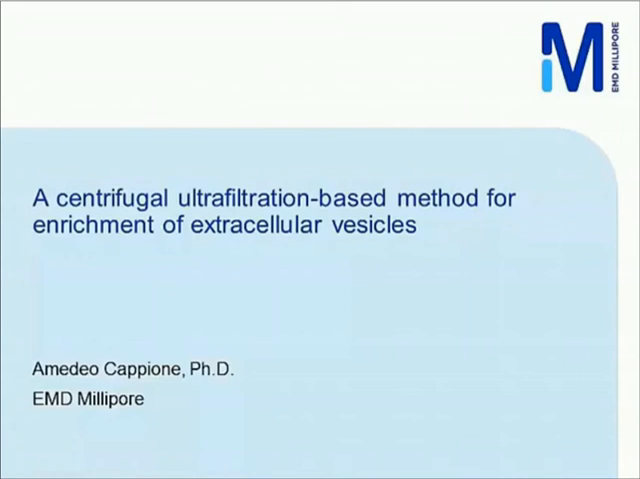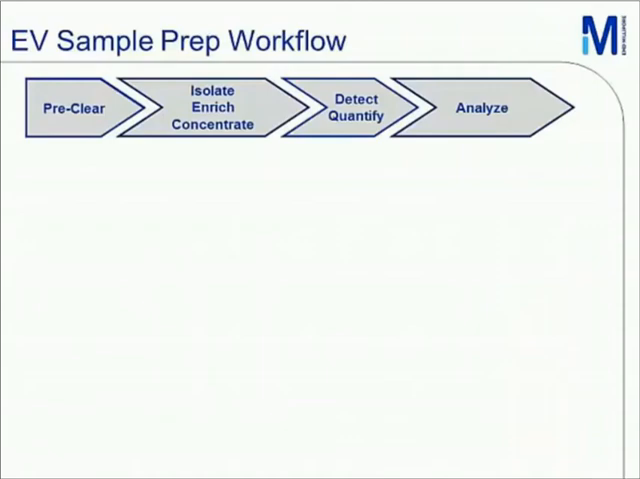Today, I will focus on the use of Amicon ultracentrifugal filters for extracellular vesicle, or EV, enrichment. But I will also touch on the use of other platforms for sample qualification. I've broken out the EV sample prep workflow into four basic categories: pre-clearing, enrich, isolate, or purify, detect and quantify, and analyze.